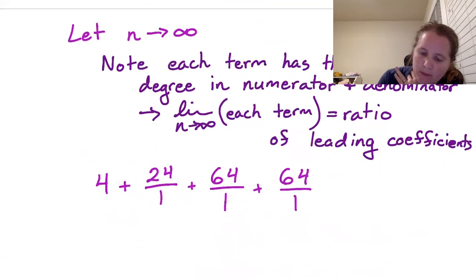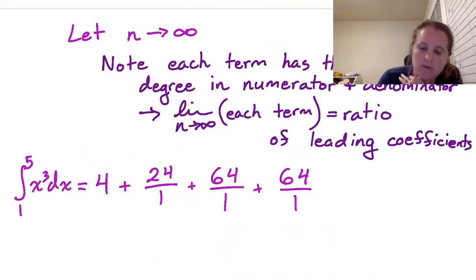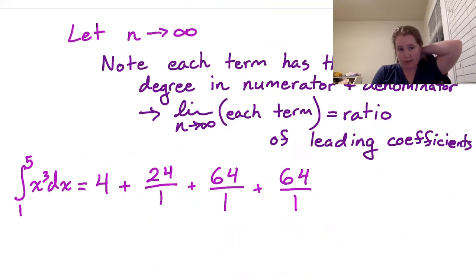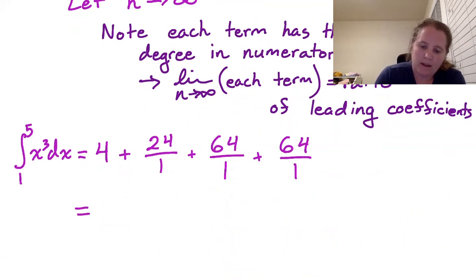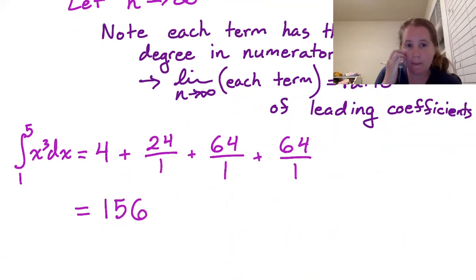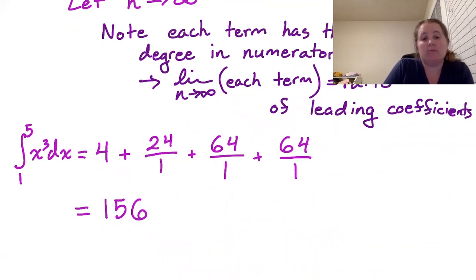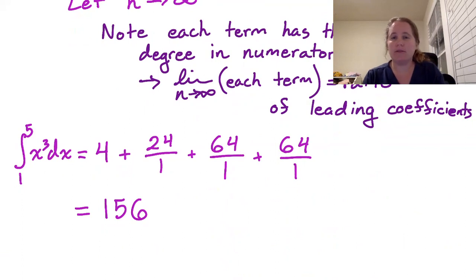So we wind up with that our definite integral from 1 to 5 of x cubed dx should be equal to 4 plus 24 plus 64 plus 64. And that is what? 28 plus 128, otherwise known as 156. So we wind up getting that the definite integral from 1 to 5 of x cubed dx is 156.